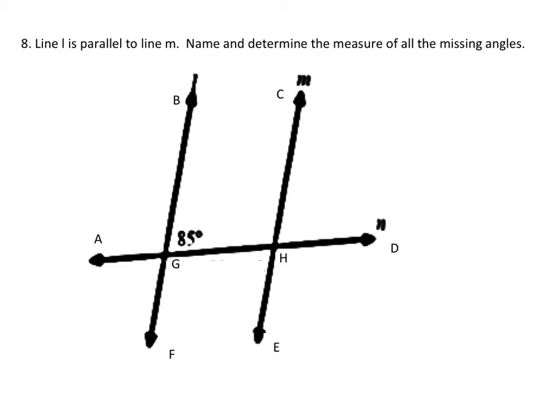Line L is parallel to line M. Name and determine the measure of all the missing angles. 1 minute, go.